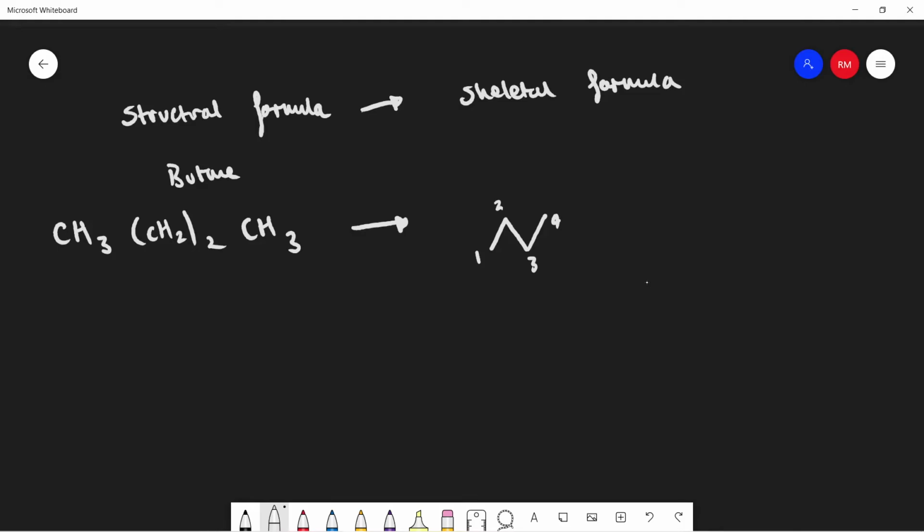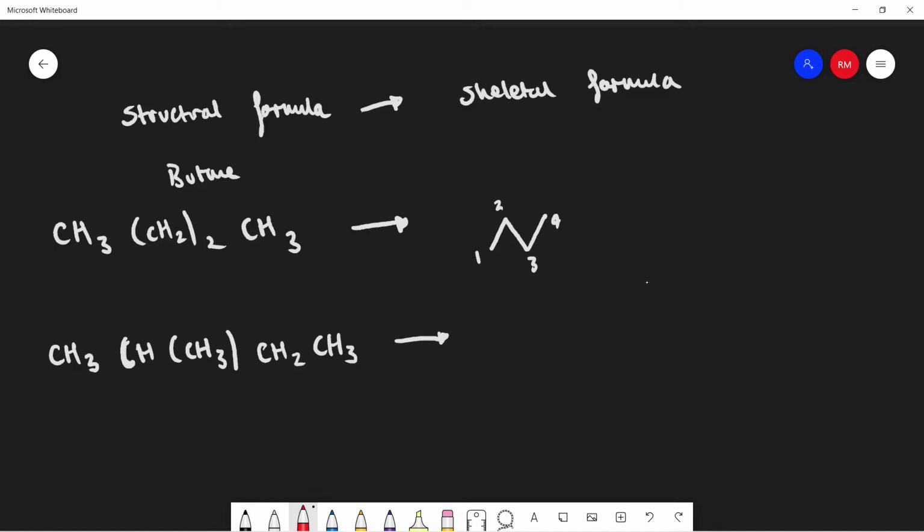So I'm going to give you another one here. CH3, CH, CH3, CH2, CH3. So if you guys can draw the skeletal formula of that, and also name this molecule here.